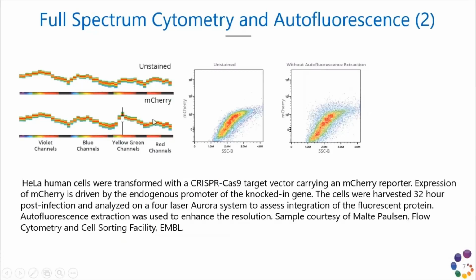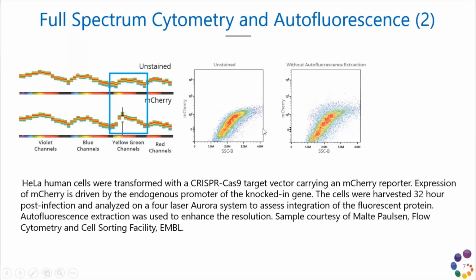Underneath it is the mCherry single stain control, which is very similar compared to the unstained in the violet, the blue, and the red arrays. But when we compare the yellow-green patterns, we can see there is a slight difference between the mCherry and the unstained signatures. So, if we record these tubes and unmix them, what will we see?